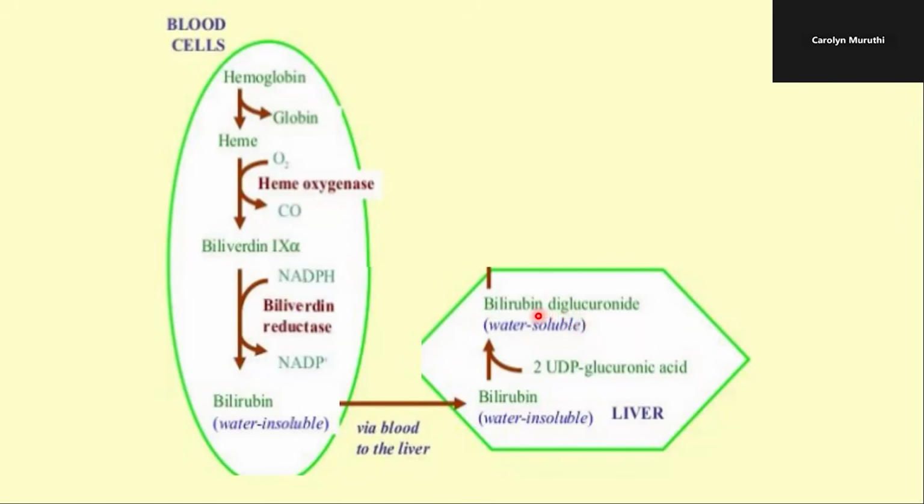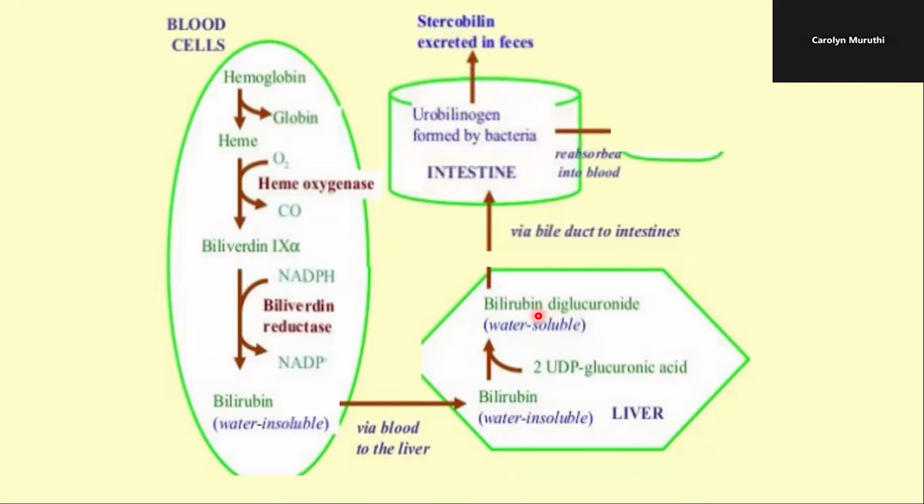So the conjugated bilirubin is secreted into the bile, stored in the gallbladder, and released into the intestine. In the intestine, gut bacteria act on it, converting it to urobilinogen. And the majority of the urobilinogen is converted to stercobilin, which is excreted in the feces and gives stool its characteristic brown color.